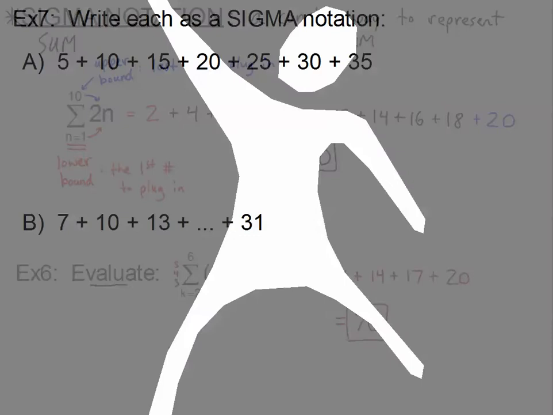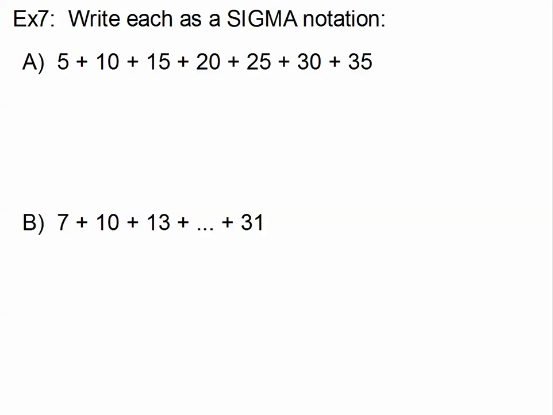Let's look at our final example. Our final example is going to actually go backwards. I'm going to give you the series of numbers that are added up, and I'd like to write it backwards into sigma notation. So let's look at our first one. We have 5, 10, 15, 20, 25, 30, 35. You can see that the pattern is adding 5. So this is arithmetic. And that must mean that d is equal to 5. And it is helpful to know that because we just found out in the previous example that that value of d will be a coefficient in our expression.